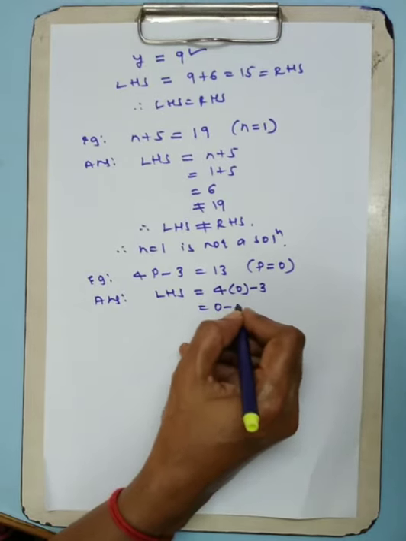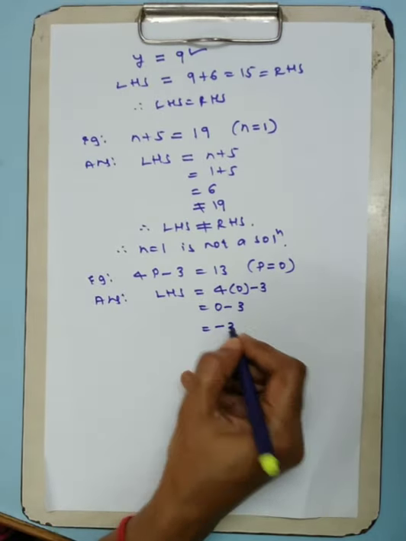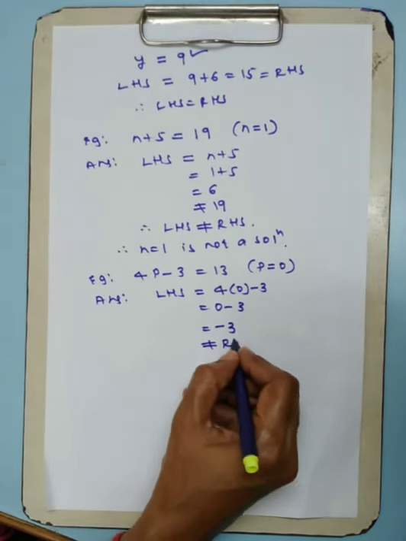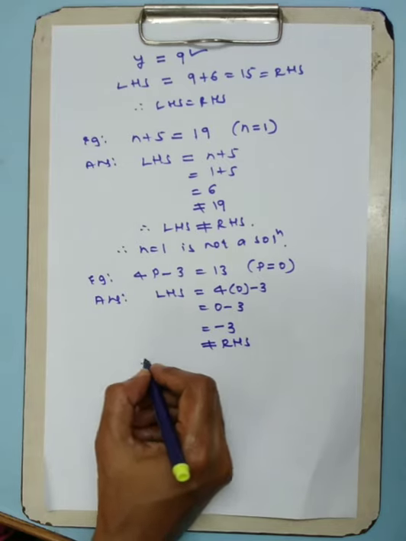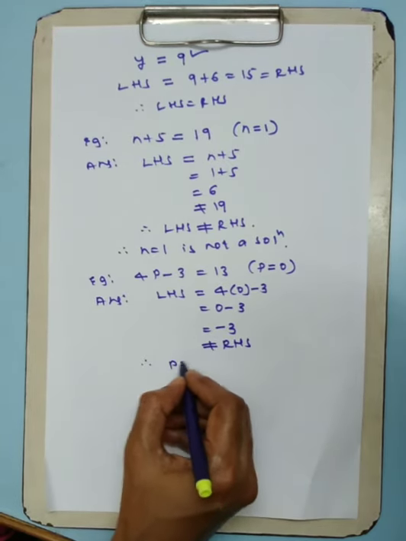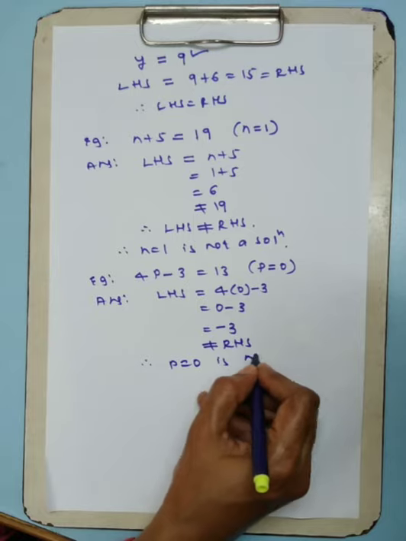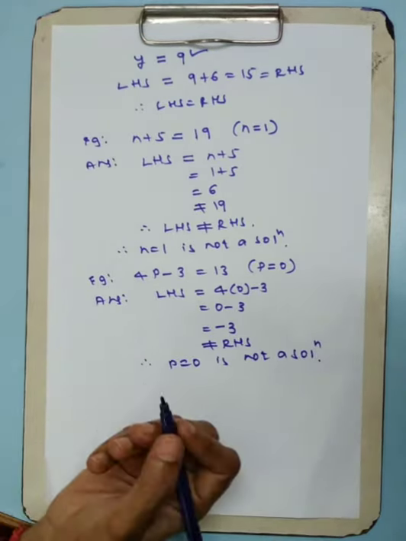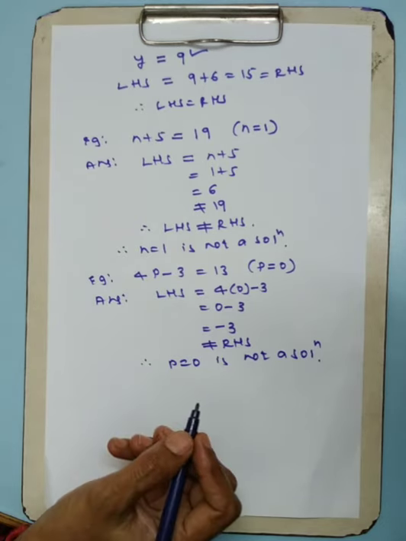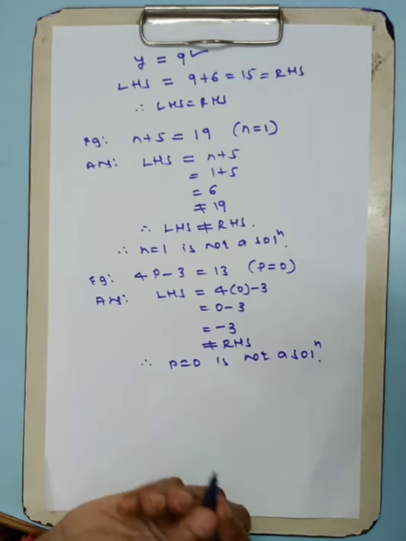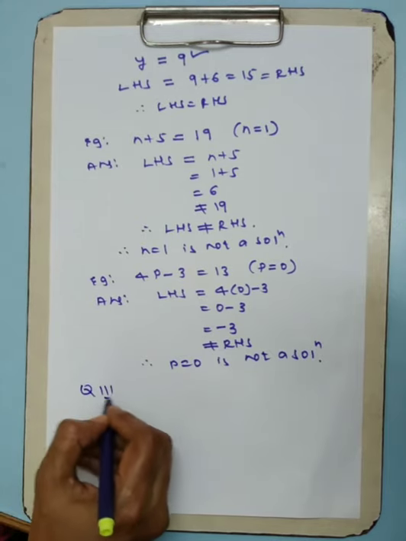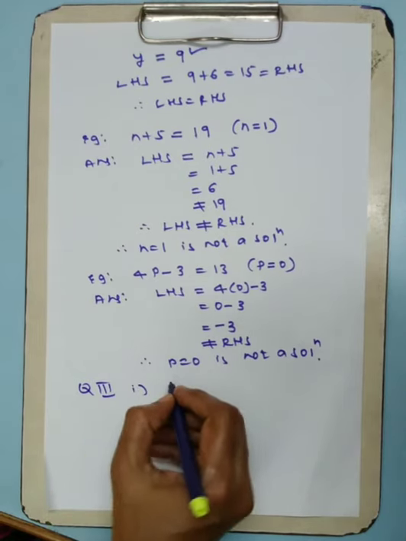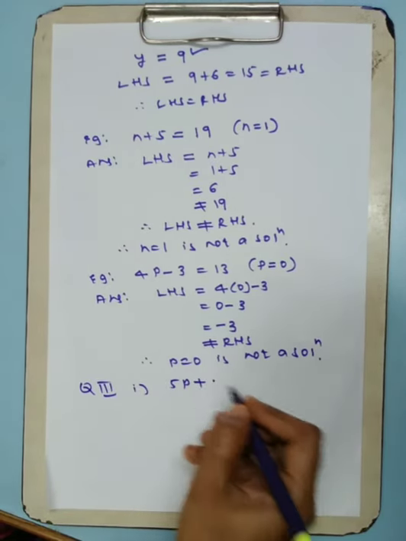So that is 0 minus 3, which is equal to what? Minus 3. But in RHS what do we want? We want 13. It is not equal to the right hand side. So therefore we can say that p is equal to 0 is not a solution of the given equation. Okay, so like this you can solve the second main. Now in the third main again you have to solve by the trial and error method.